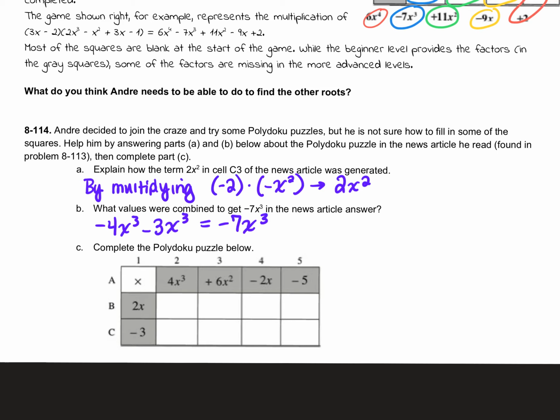So now let's work on completing this polydoku puzzle. Now this is a pretty basic one. You've done stuff like this in the past, so I don't think you're going to have a hard time right now. So go ahead and fill it in and make sure you write out what that bottom part outside of the box would be, the final answer, so to speak. Okay, pause the video, come back when you're done, and check your answer.